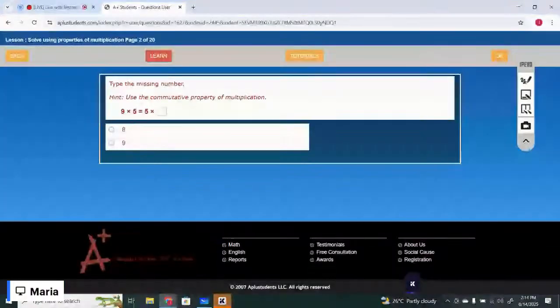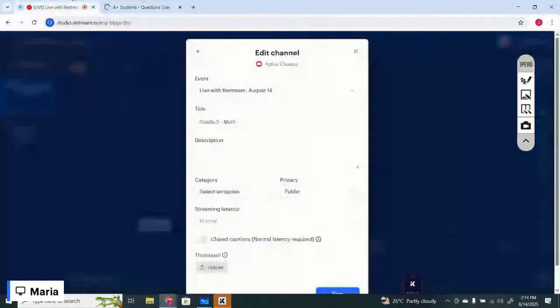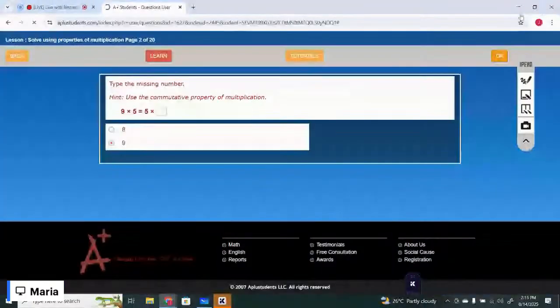Type the missing number of multiplication. The commutative property states that on both sides the numbers are the same, just the order of multiplication is different. So 9 times 5 equals 5 times 9. Option number 2 is the correct option. The missing number is 9.